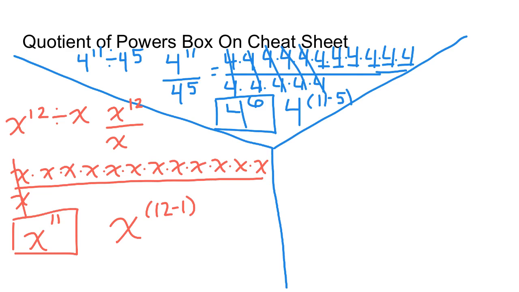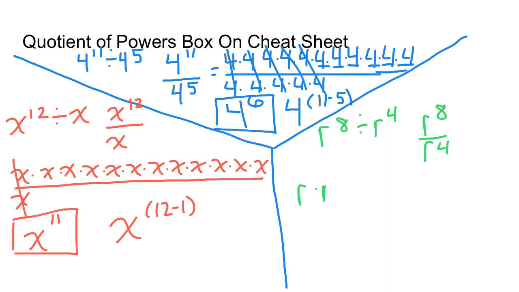All right, last one. R to the 8th divided by R to the 4th. It looks like this in fraction form. I want you to pause me and work this out, and when you're ready for checking, come back.